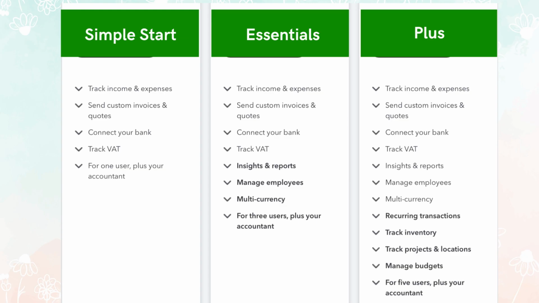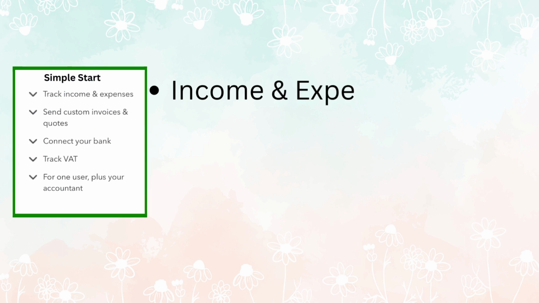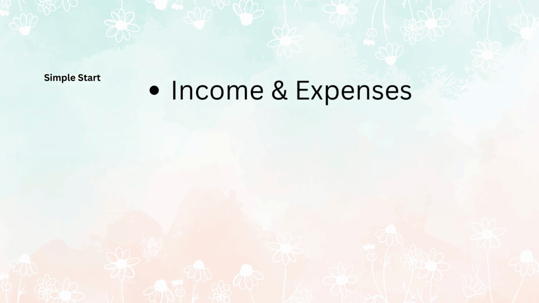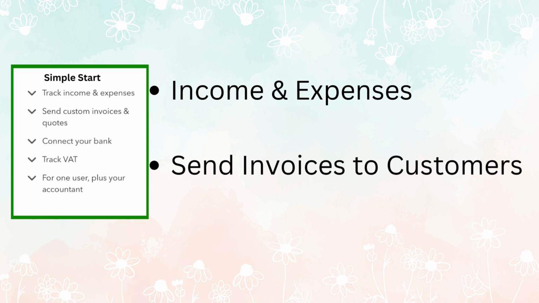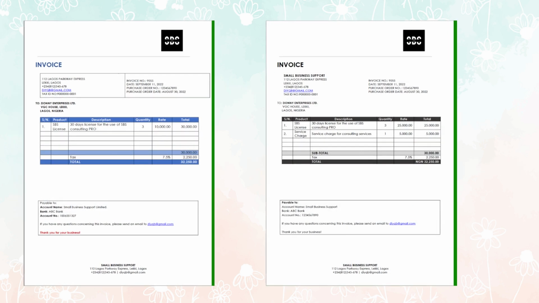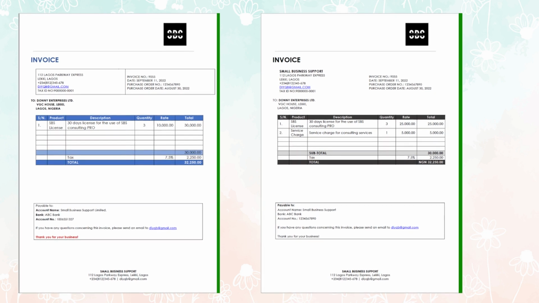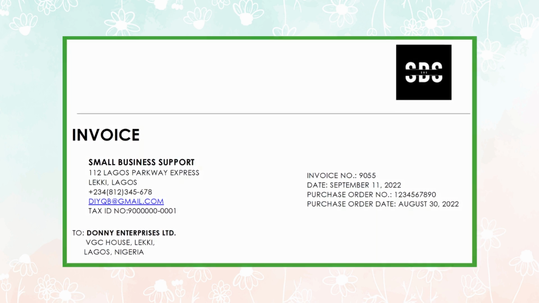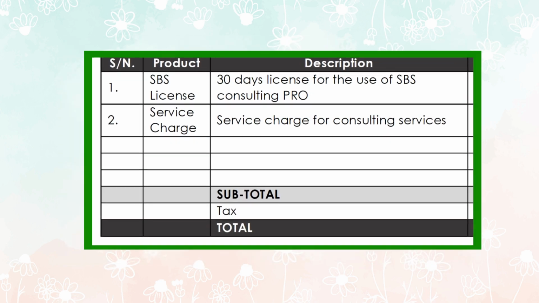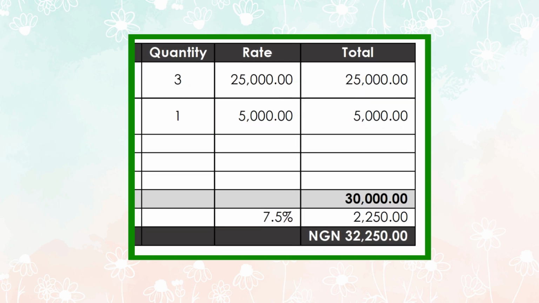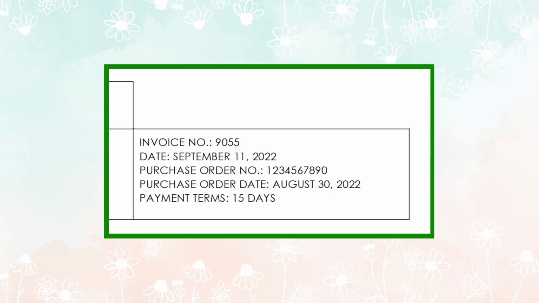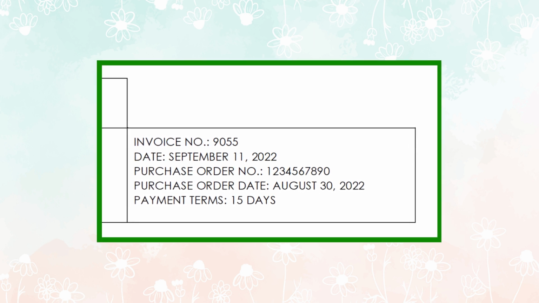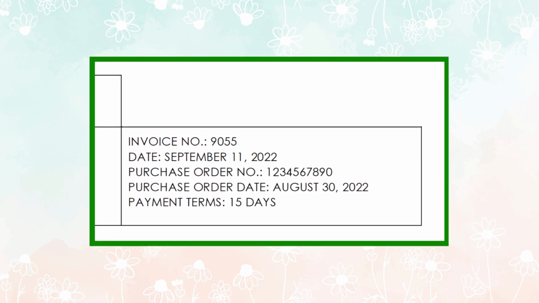When you review the details of each plan, you can see the different activities that these different plans allow you to carry out. For the Simple Start plan, you can track your income and your expenses, and you can send invoices and quotations to your customers. Invoices are commercial documents that record a transaction between a buyer and a seller. An invoice would typically contain the company information, item being sold to the customer, and the price of the items as well as the quantity being sold. Lastly, the invoice will have the date when the sale is made and the terms of payment agreed on by the buyer and the seller.